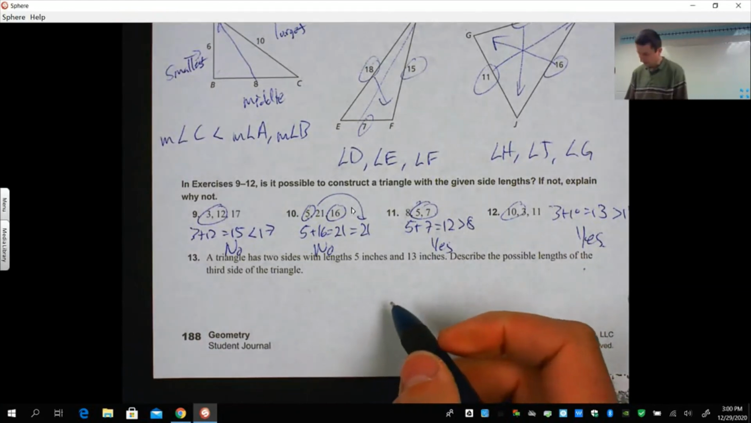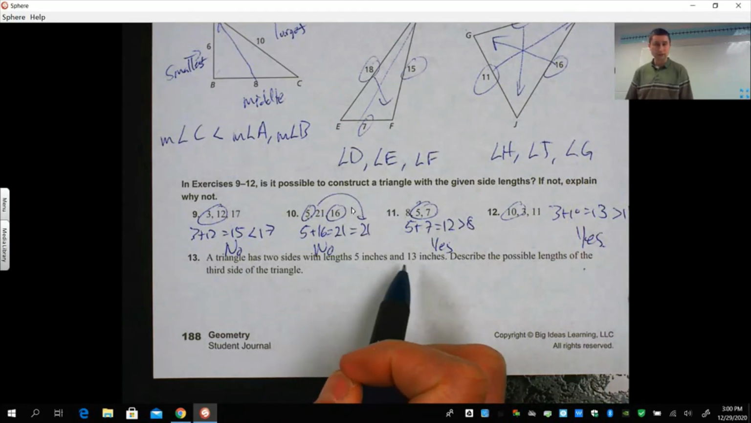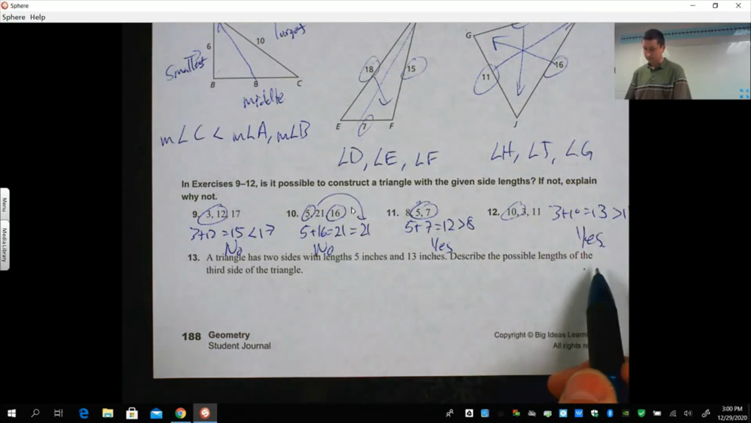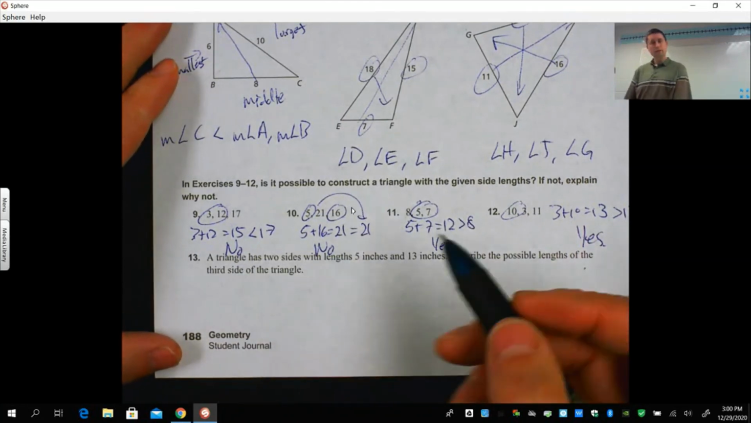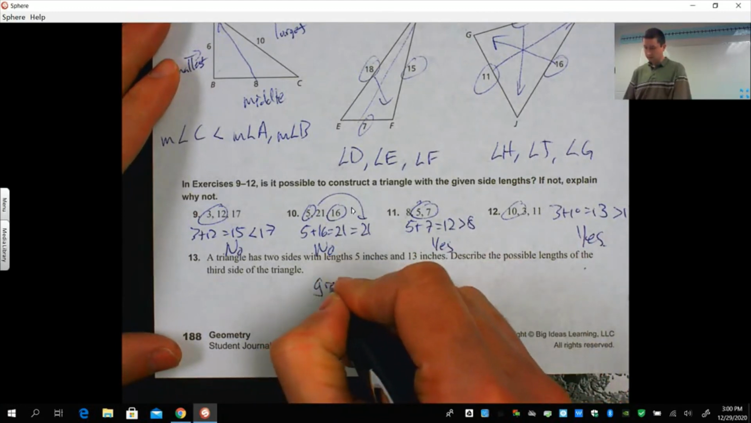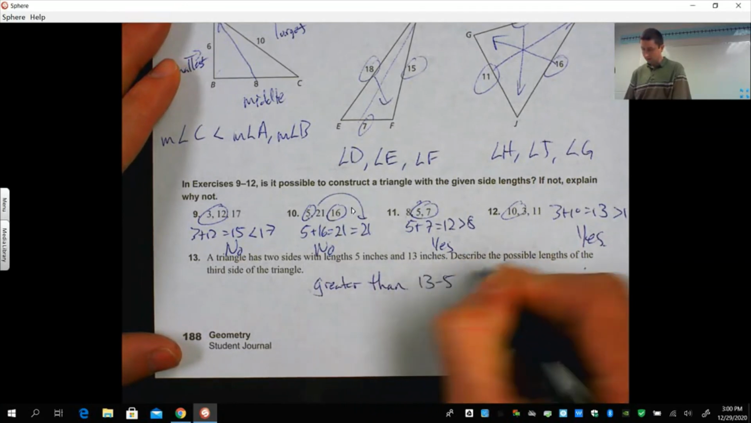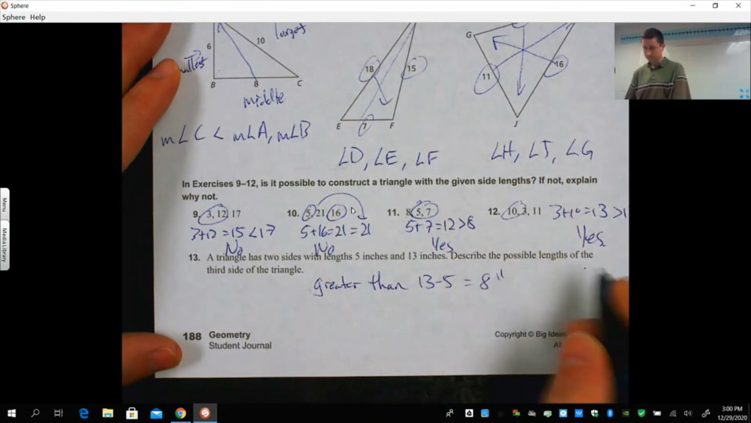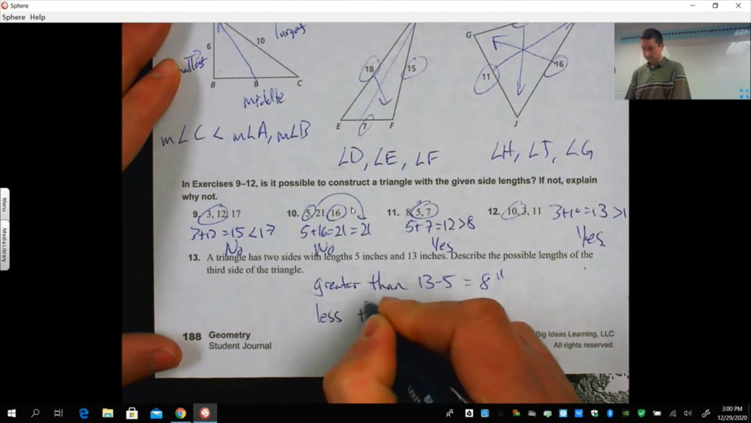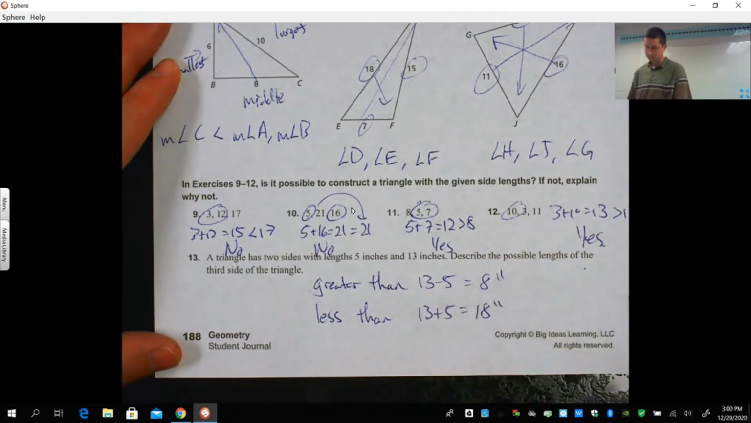Oh, 5 and 13. Okay, we already had a 13 here. So a triangle has two sides with lengths 5 inches and 13 inches. Describe the possible lengths of the third side. Greater than the difference, less than the sum. So it has to be greater than 13 minus 5, so 8 inches. And it has to be less than 13 plus 5, which is 18 inches.